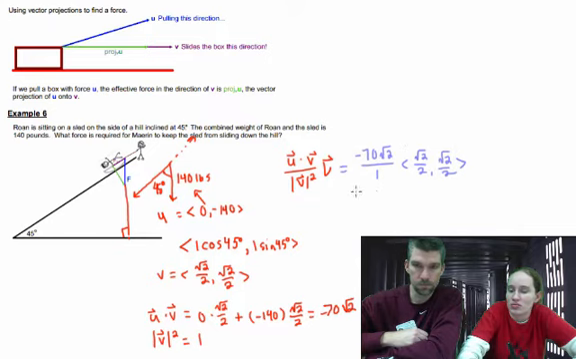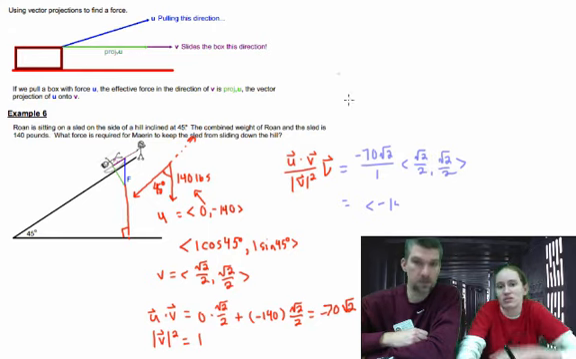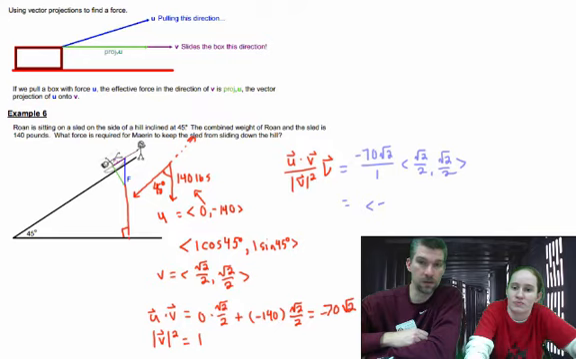So you distribute, and you get negative 140 over 2. See, square root of 2 times the square root of 2 is 2. And the 2's would cancel out, so that's negative 70. Negative 70 and negative 70. It's negative 70 on both of those, right, because they're the same.